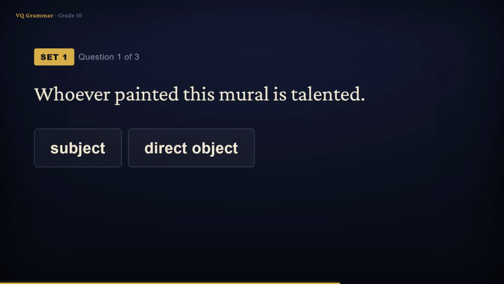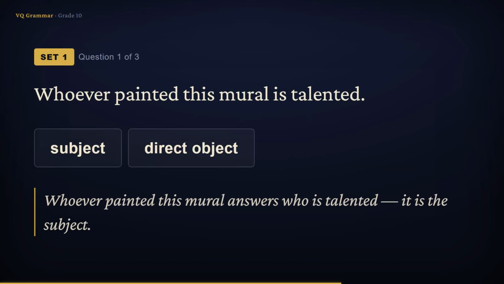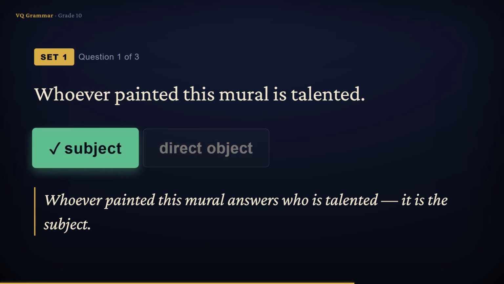Whoever painted this mural is talented. Find the clause first. Whoever painted this mural. Now ask the subject question. Who is talented? The clause itself answers it. Swap in the word someone and it still works. Someone is talented. So the clause is the subject.